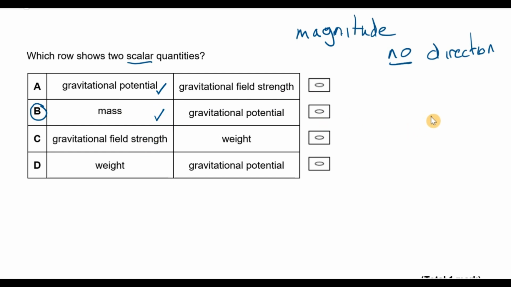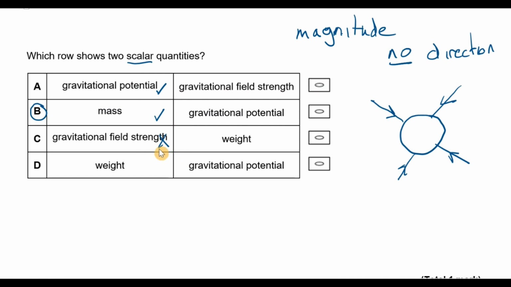Gravitational field strength does have a direction. Let's show the gravitational field strength around a planet. That will always point towards the centre of the planet, showing there is a direction to gravitational field strength. Therefore, it's a vector, therefore not the correct answer.